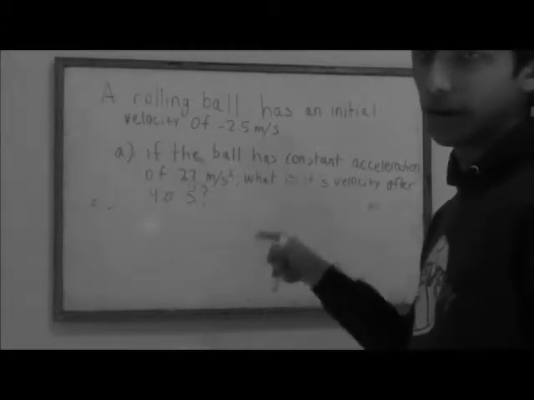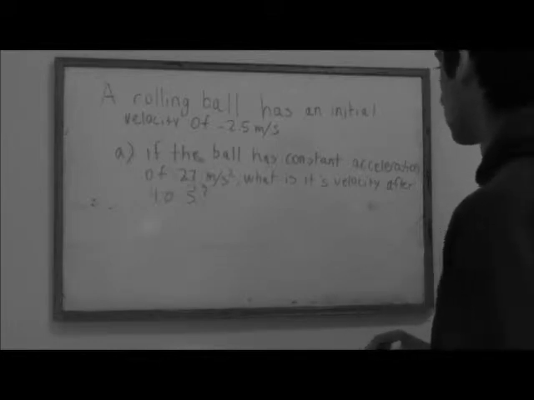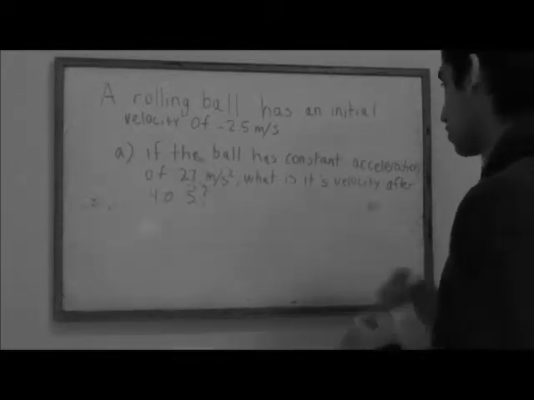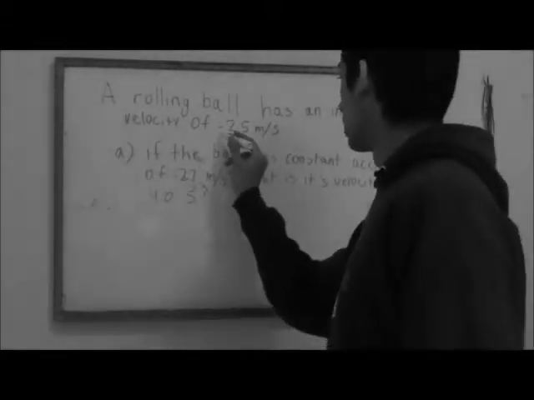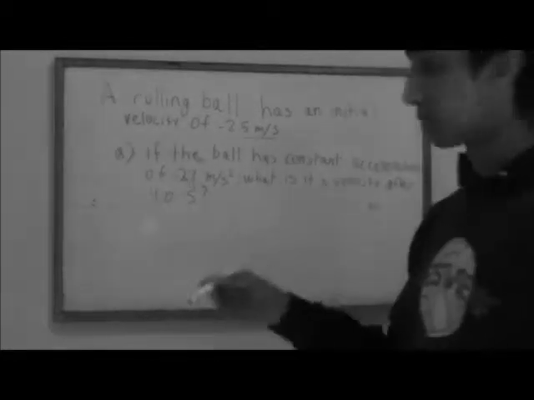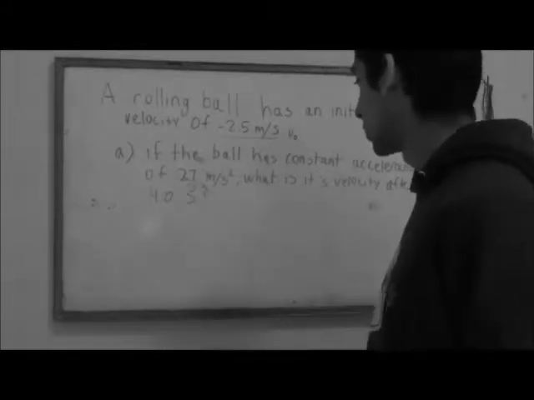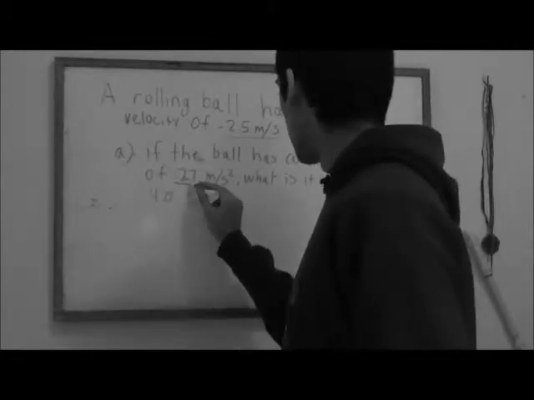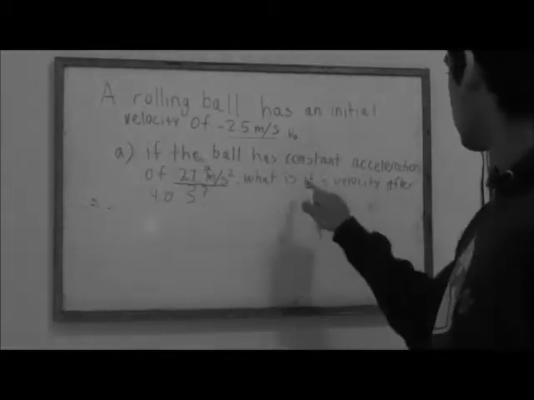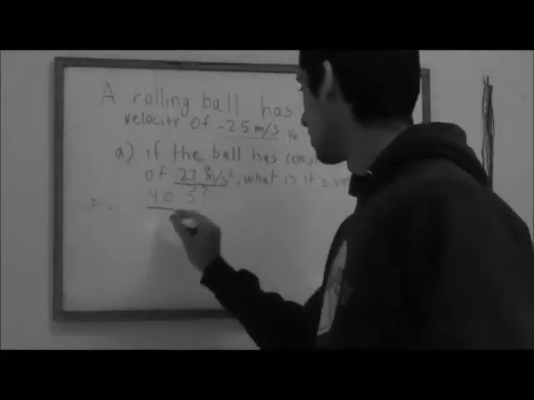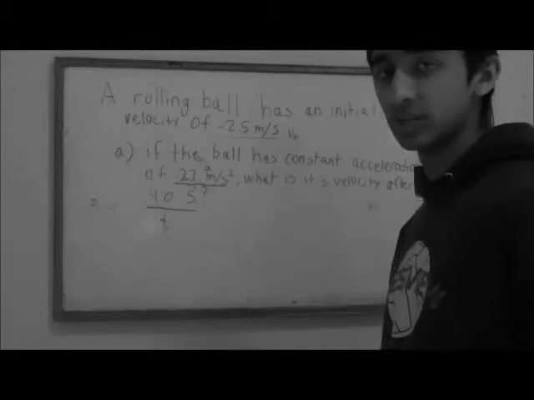Okay, now, let's do part A. Part A says if the ball has constant acceleration of 0.27 meters per second squared, what is its velocity after 4 seconds? Okay, so in this case, I know negative 2.5 meters per second is my original velocity. I'm going to write that over there. 0.27 meters per second squared is my acceleration. And its velocity after 4 seconds, 4 seconds, is my time. So, which equation do I use to find out this answer?